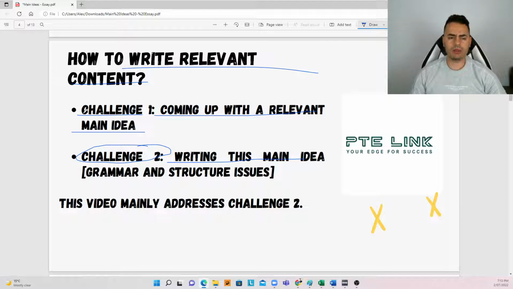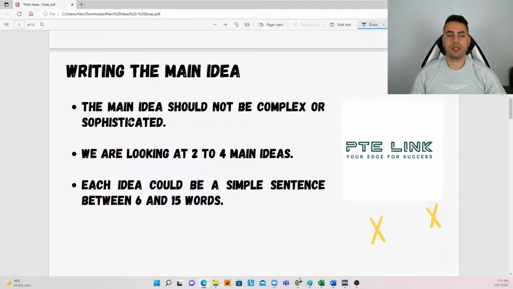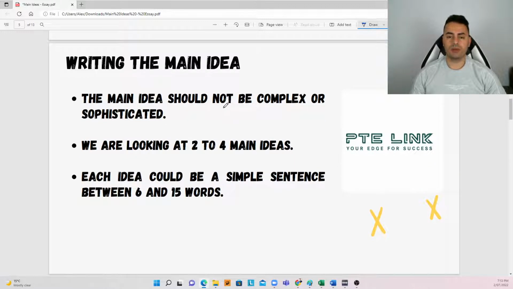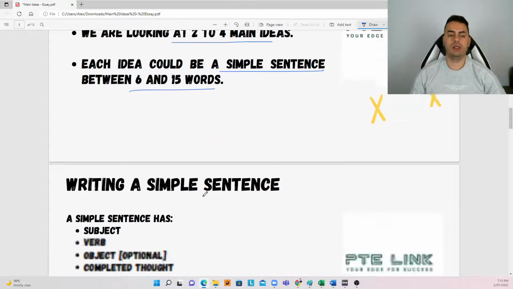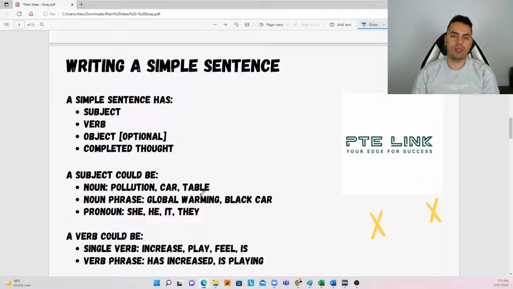But I'm going to talk about the first challenge a little bit: how to write a main idea. As I mentioned earlier, the main idea you write should not be complex or sophisticated. We are looking at 2 to 4 main ideas, and each idea could be a simple sentence between 6 and 15 words. 15 words are more than enough. You don't have to go beyond 15 words. So, writing a simple sentence.